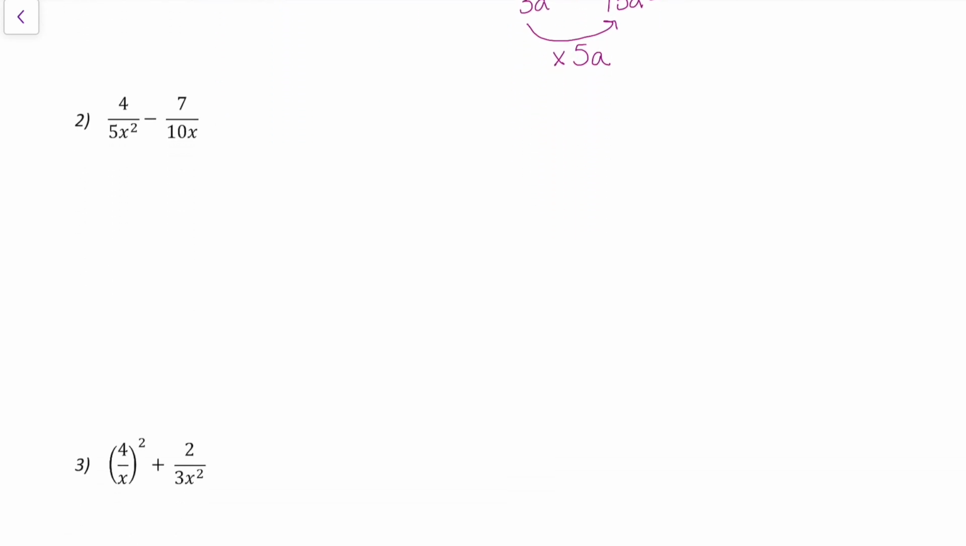Let's look at this one here. So I have a 5x squared and a 10x. So just looking at the numbers 5 and 10, the lowest common multiple is going to be 10. Now looking at the letters, I have an x squared and an x. The common is going to be x squared, so I can make the x an x squared. So that means I want to make each of these a fraction out of 10x squared.